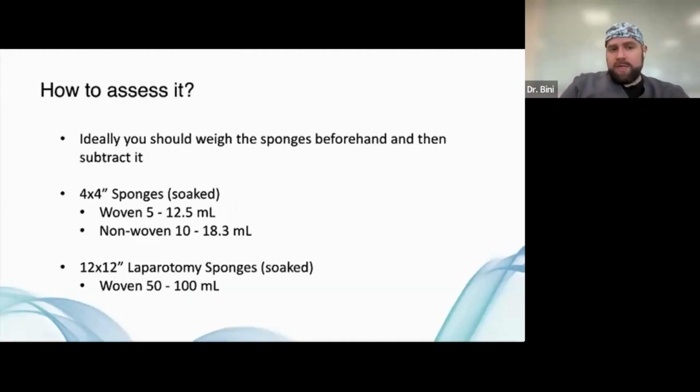How do you assess it? Well, you need to figure out how much blood the patient lost, so how much is in the suction canister. But you also need to look at your sponges, right? The sponges, unfortunately, do take a lot of volume. A 4x4 sponge, if it's soaked, depending on the material, can absorb a lot of blood. A non-woven 4x4 can hold up to 18.3 ml each. A woven one holds a little bit less, between 5 and 12.5. And woven laparotomy sponges can hold between 50 and 100 ml. That's kind of a lot, right? So we need to make sure that we keep track of those and add it up.